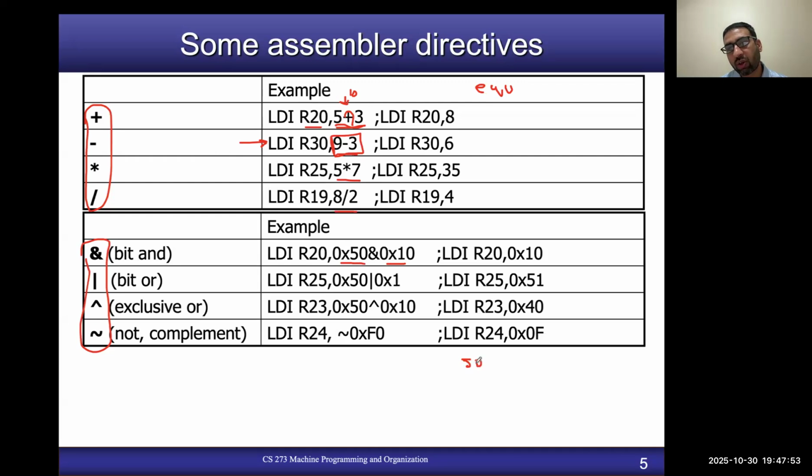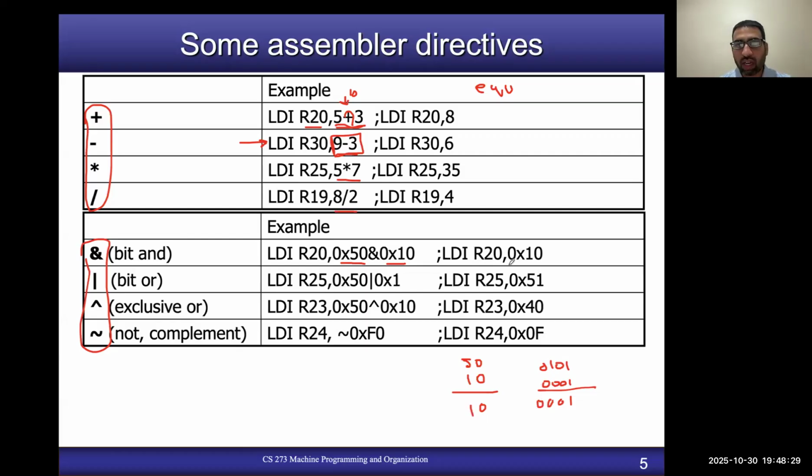I'm not writing 0x, but it is understood that the values are in hexadecimal form. So what will be the AND operation? When you do AND of 0 and 0, it will be 0. And what is the binary of 5? The 4-bit binary of 5 is 0, 1, 0, 1, right? And binary of 1 is 0, 0, 0, 1. So when you do AND, you will get 0, 0, 0, 1, which in hex form is 1.